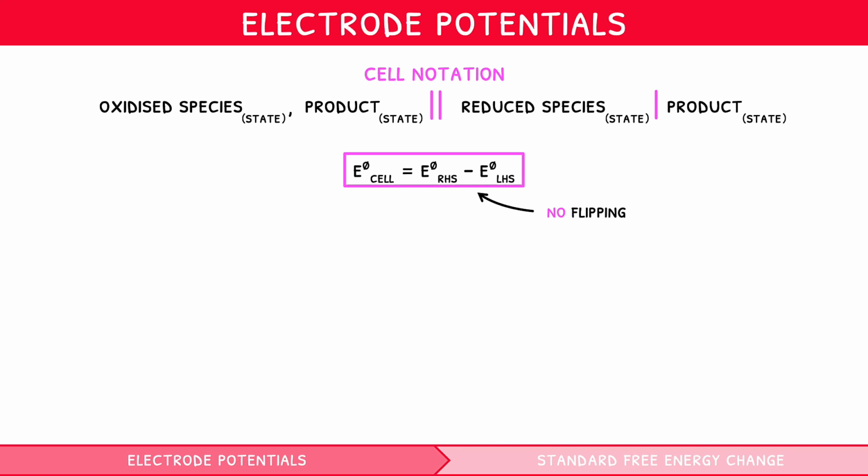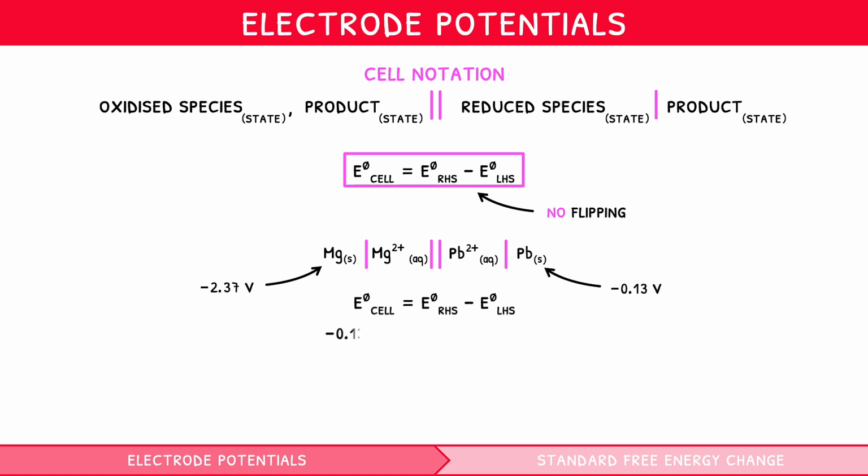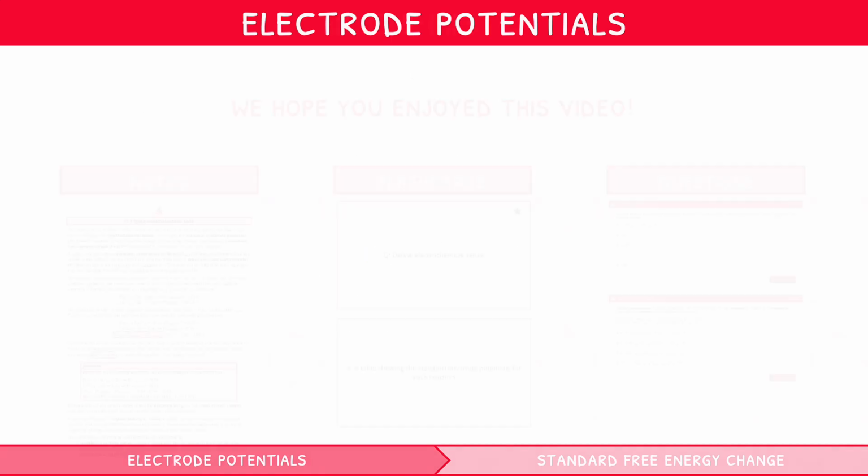Consider the same reaction in cell notation. Mg solid, vertical line, Mg2+ aqueous, 2 vertical lines, Pb2+ aqueous, vertical line, Pb solid. Using the data booklet, we can see the electrode potential for Mg2+ is minus 2.37 volts, and Pb2+ is minus 0.13 volts. Therefore, negative 0.13 subtract negative 2.37 equals 2.24 volts. Easy. However, reactions are not always undertaken at standard conditions.